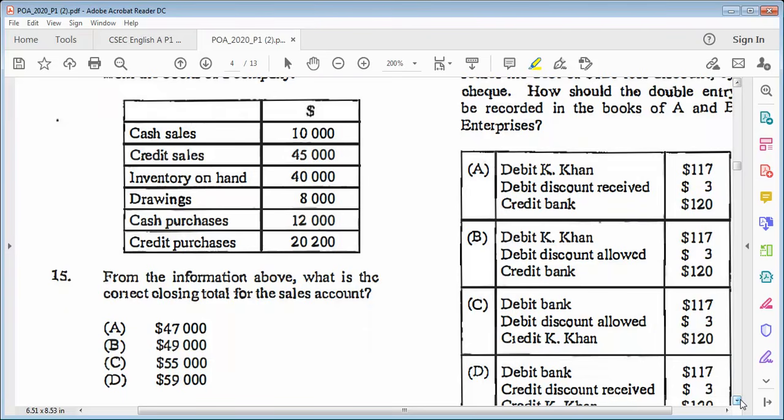Now, it says sales account. So let's look at what is connected to our sales account. Cash sales, yes, and credit sales. So in drawing up our T account, we would debit cash and credit sales $10,000, right? Credit sales, we would credit, it would be on the credit side in our sales account. Good. So cash and credit, $10,000 and $45,000. That's a total of $55,000. So our answer would be C.